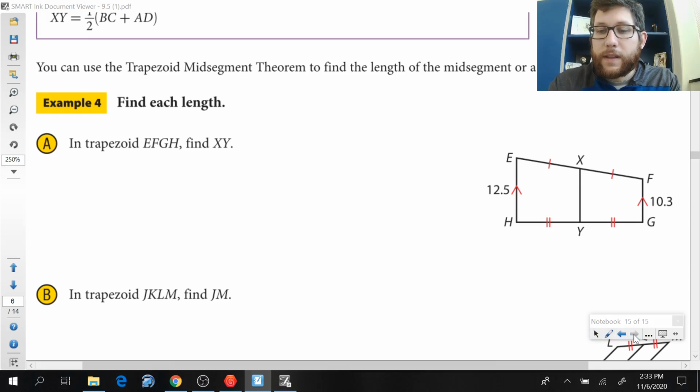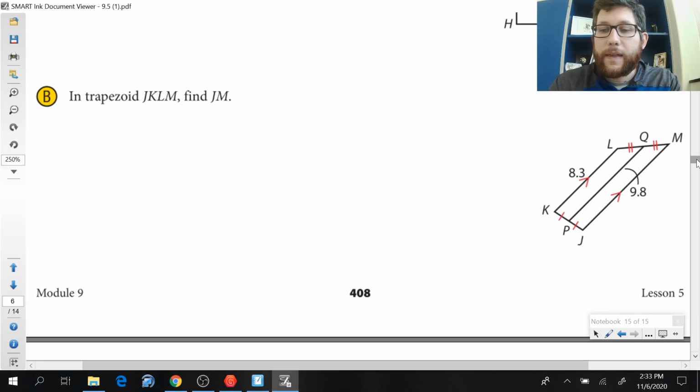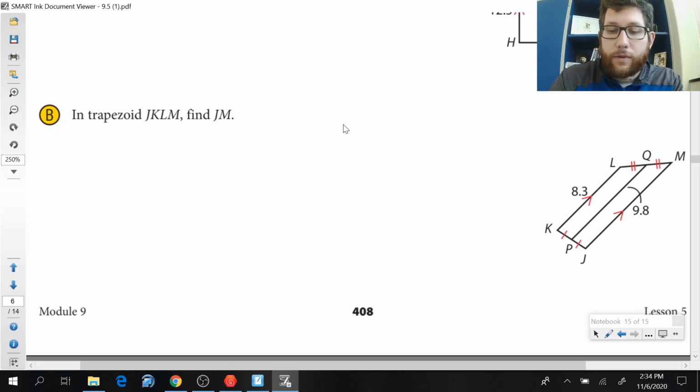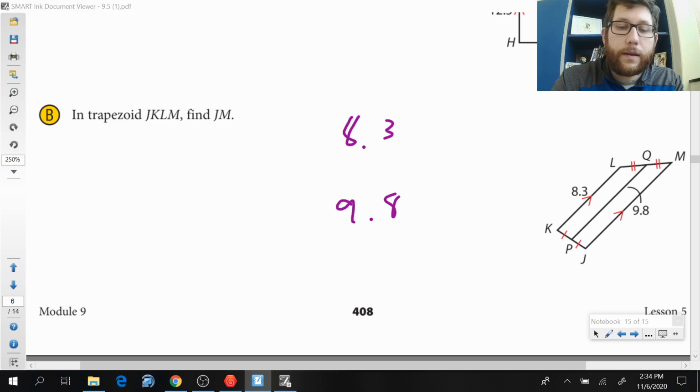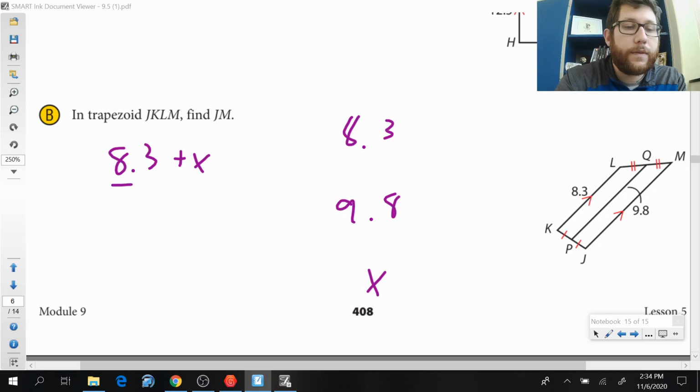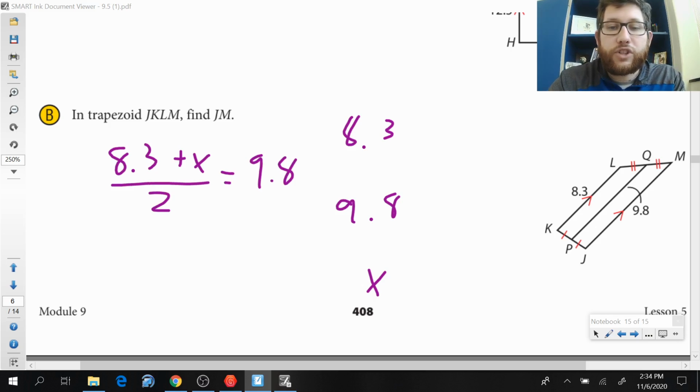What if they don't give me the top and bottom? What if they only give me the top and then the middle one? So notice this one, they've got it set up where I've got 8.3 and then they've got 9.8, and then I'm looking for the final one. Well, there's really two ways to set this thing up. One way would be to average the top and the bottom, even though it's an x, and set that equal to 9.8. That'll get you there.